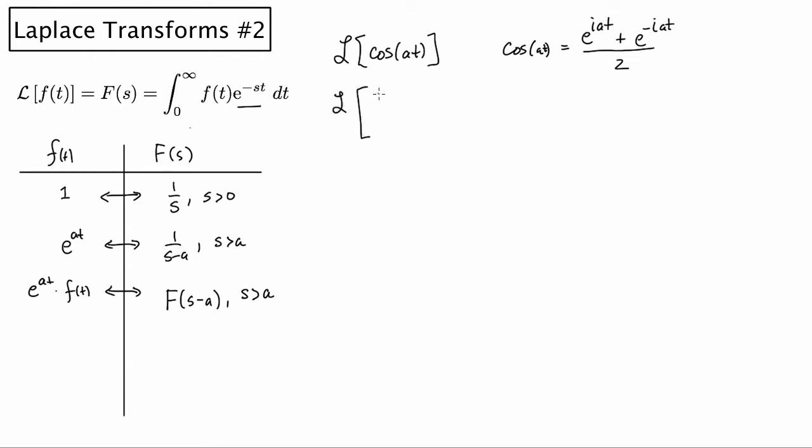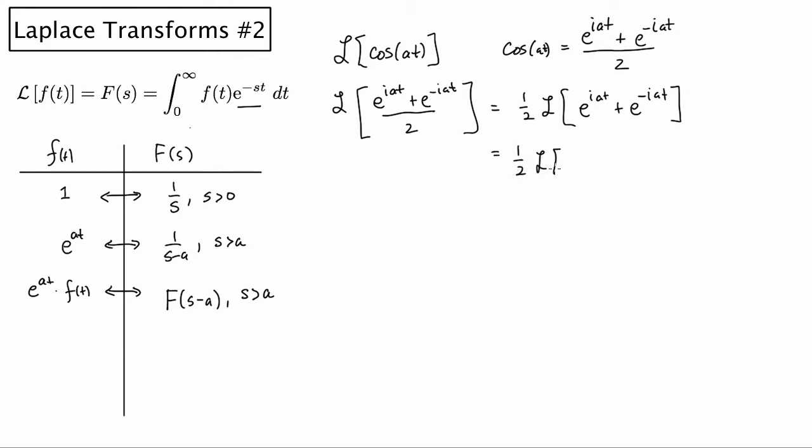Now, what's nice about that is instead of taking the Laplace transform of cosine at, I can opt instead to take the Laplace transform of e to the iat plus e to the minus iat divided by 2. And the linearity of the Laplace transform says this is the same thing as 1/2 times the transform of e to the iat, e to the negative iat, which is 1/2 Laplace transform of e to the iat and 1/2 Laplace transform of e to the minus iat.